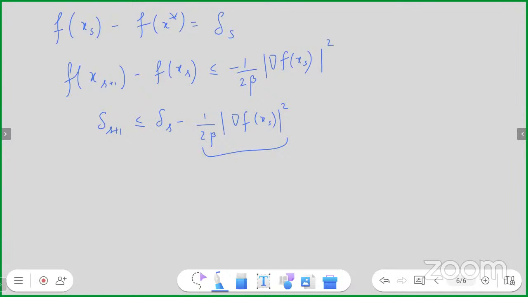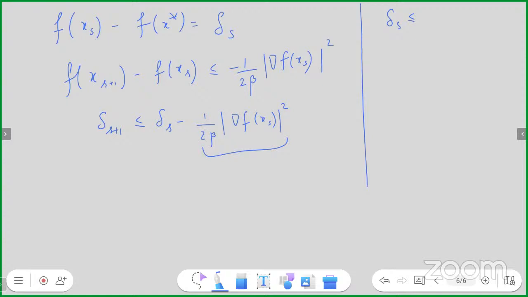That should be clear. You can do so many things with it. So how will that come? From the side, what does convexity tell us? Delta S is less than or equal to what? Delta S definition is f of x_s minus f of x star. Gradient term. Just write that.